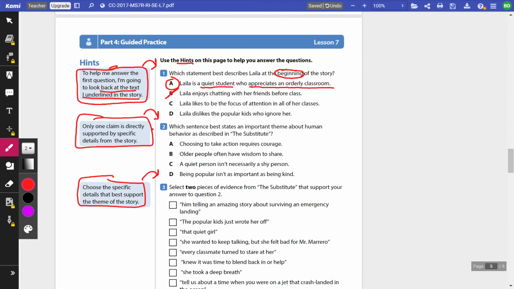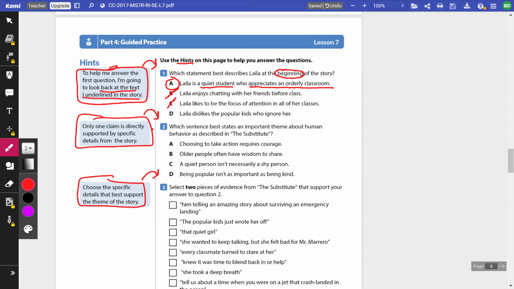So answer choice C, Layla likes to be the focus of attention in all of her classes. Well, if we know that Layla is a quiet girl and the popular kids label her as that quiet girl, and whenever she flicks the lights on and off, if her face is red because she's embarrassed, that tells me that she probably does not like to be the center of attention. She doesn't do things to draw attention to herself. So that's why answer choice C is incorrect.